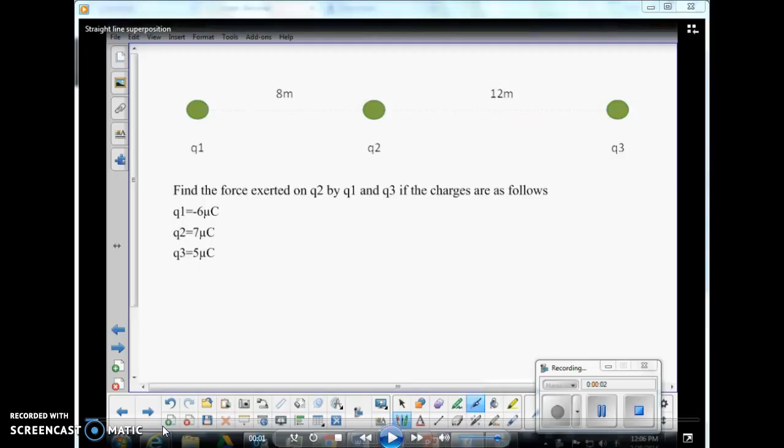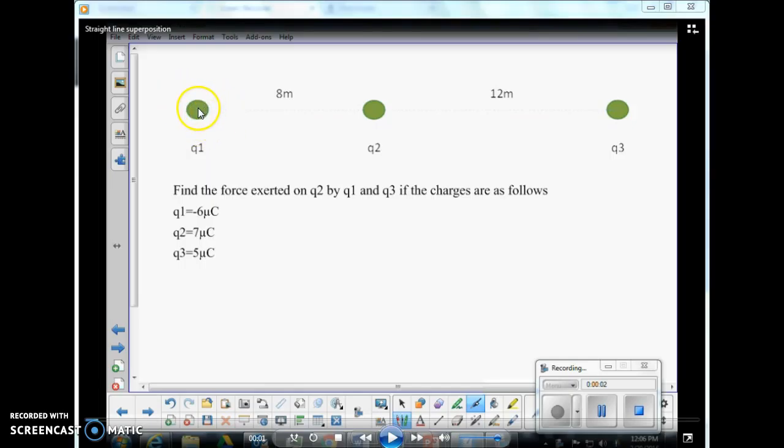In the example you'll see on the screen, we have three different charged particles. Particle number 1, 2, and 3. They're all in a straight line separated by certain distances. I also have the charge of each particle listed here. Charge number 1 is -6 microcoulombs, charge number 2 is 7 microcoulombs, and charge number 3 is 5 microcoulombs.